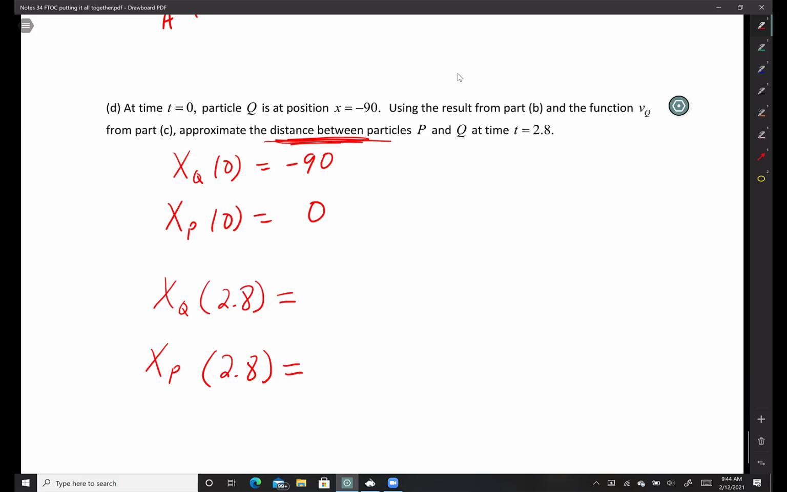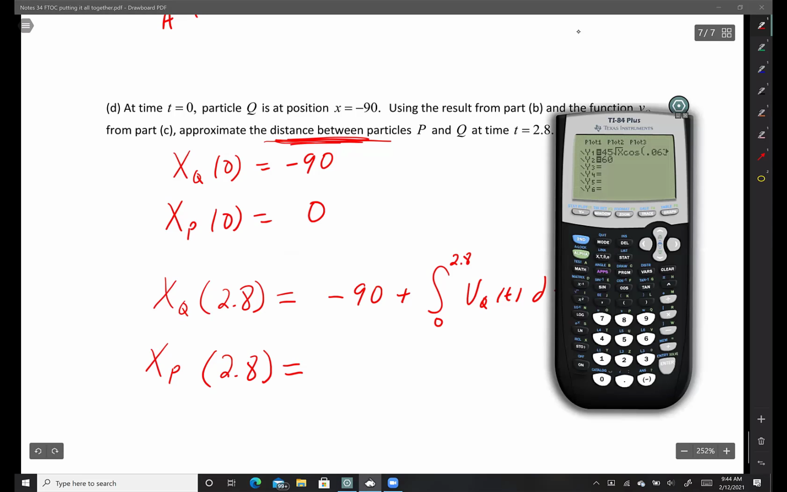All right. So let's see. Which one are we going to do first? Let's do the Q one first, since we've been working on that one recently. It says at time zero, the particle is at negative 90. So I put negative 90, plus the integral from zero all the way to 2.8 of the velocity of Q. And I'm going to see what that is. So let me take out my calculator. Here we go, guys. I'm going to push a little rabbit symbol and then push.